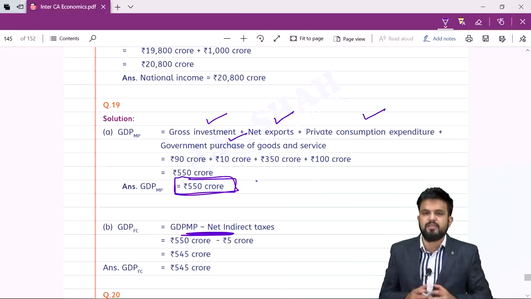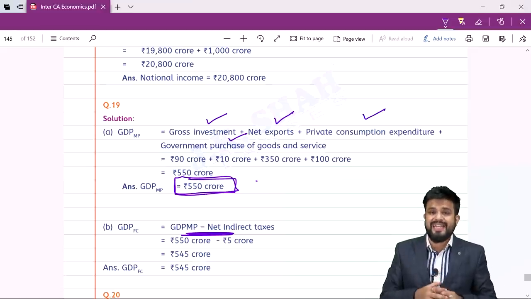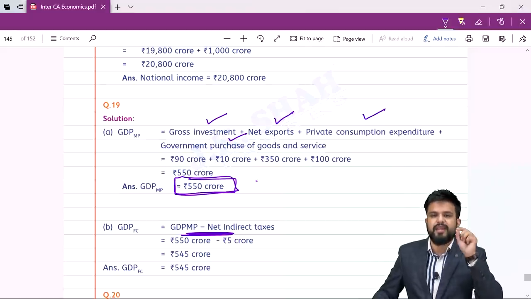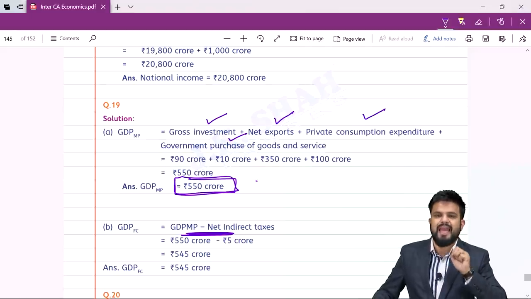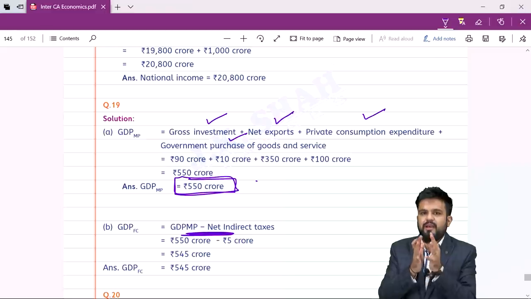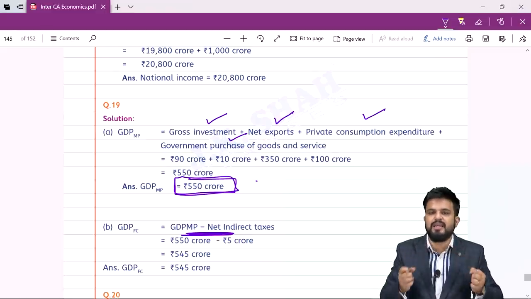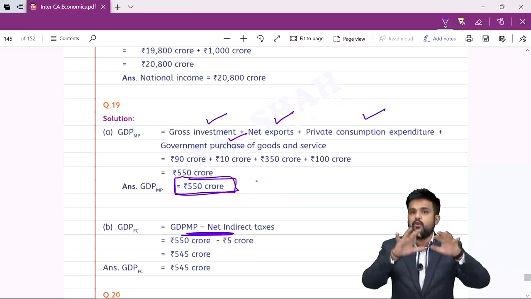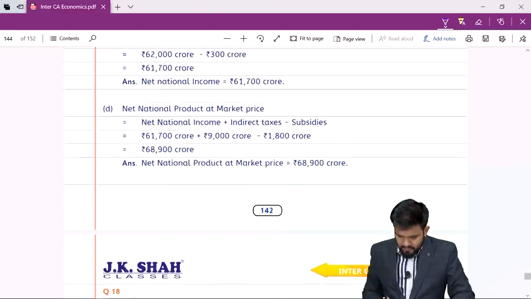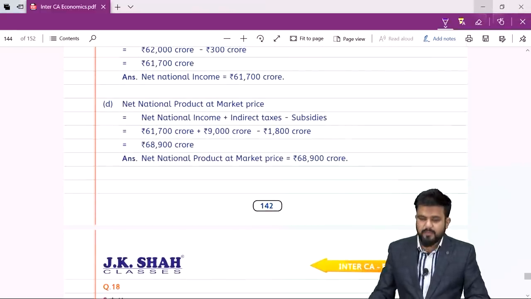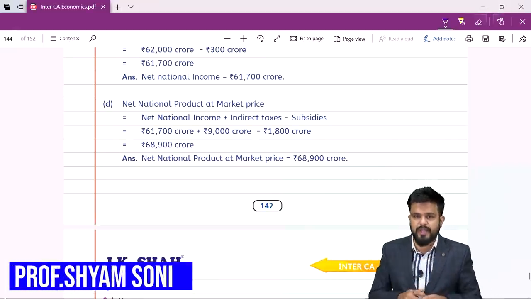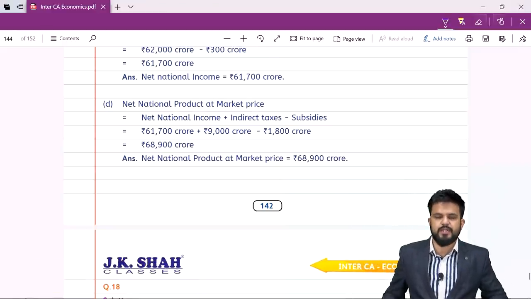So students, these were a few sums. There are little more than 20 sums on national income. So I request you all to just have a look and do practice. Roughly 8 to 10 marks would be the weightage of all numerical sums in your Inter-CA economics. Okay, fine. So this is what you are supposed to study in chapter number 1. Unit 1 we have done, unit 2 we completed, and a few sums we have discussed. Thank you.